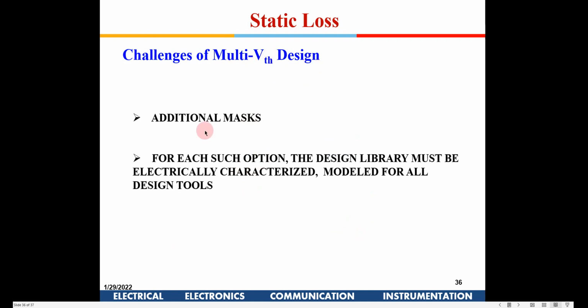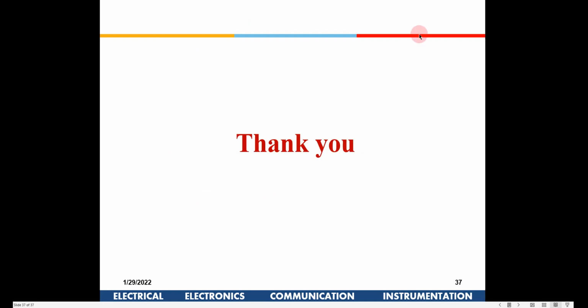So for multi VTH design, these are the issues. You require additional masks, and as a designer you should have an additional library where you can pull in low VTH, standard VTH, and high VTH devices. All those devices have to be modeled and given to the designer. But this is already implemented. These things are available. Okay, so with this we come to an end of today's theory.